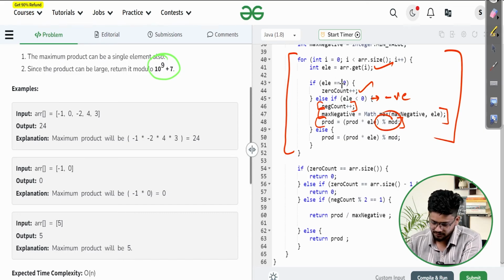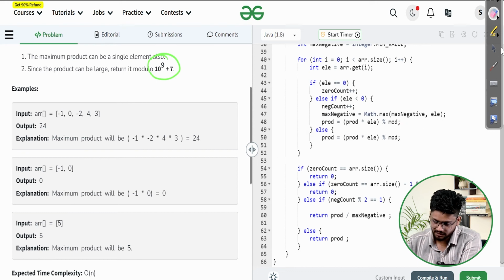And if it is not a 0 and not a negative, we have the last case, which is of positive elements. If it is a positive element, then we just have to multiply it with the other elements. Now this is very simple. I think this is very simple what we have done over here.